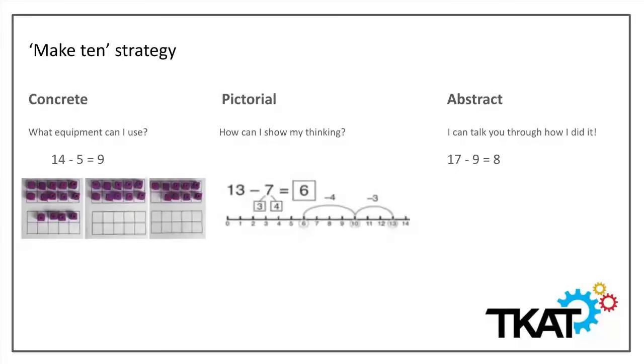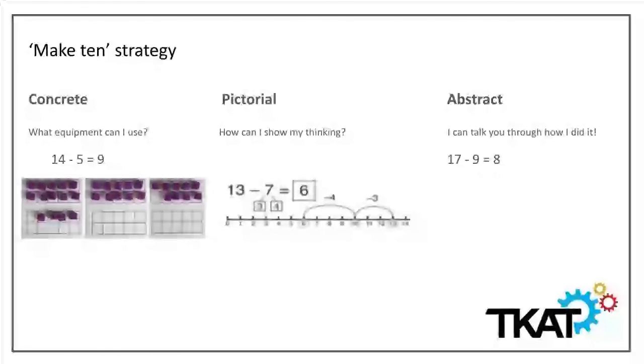The first example here shows how the Make 10 strategy is used to calculate 14 take away 5. The children start by placing 14 cubes into the grids, making one complete grid of 10 and 4 left over in the second grid. The next step is to subtract 5, but we will start by subtracting 4 to reach 10. This means we have partitioned 5 into 4 and 1. We now have one more cube to take away, leaving us with 9. So 14 subtract 5 is equal to 9.